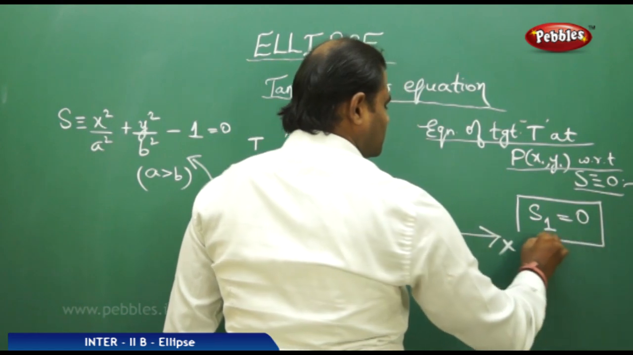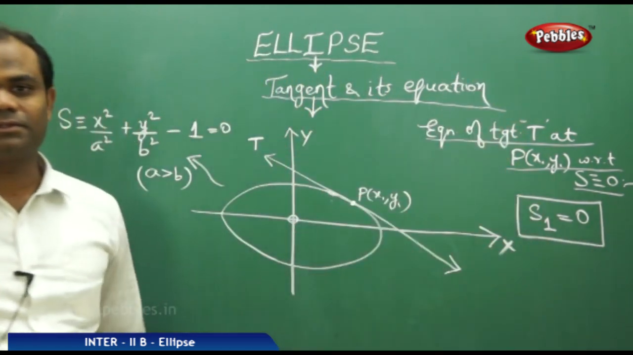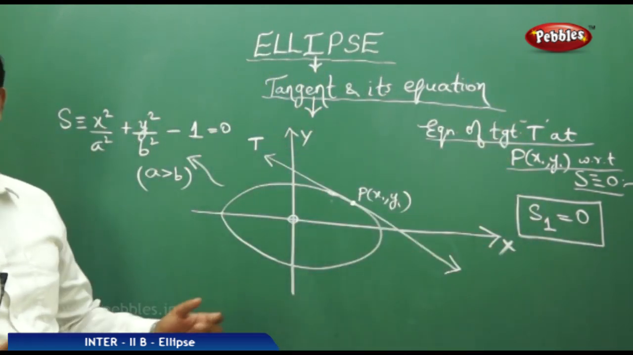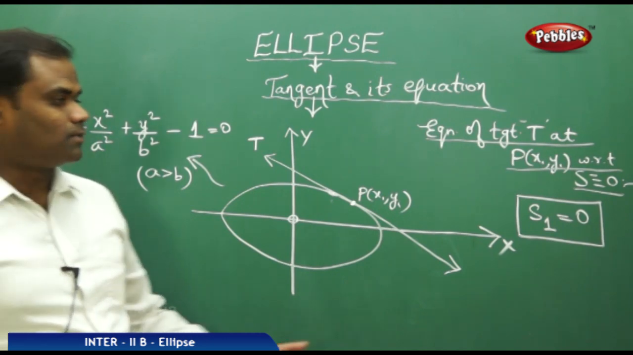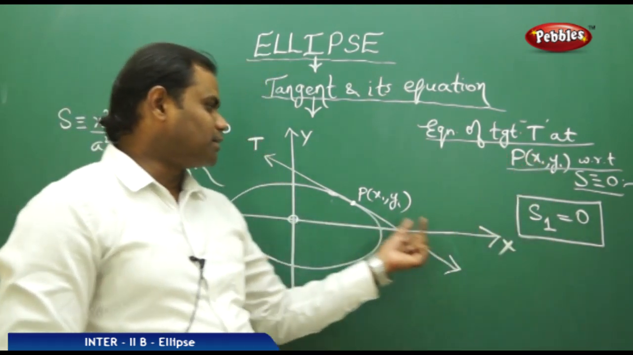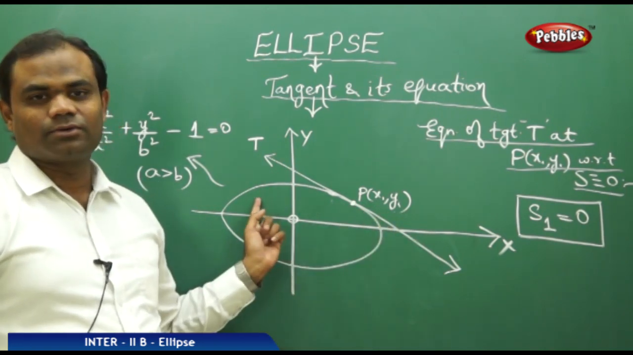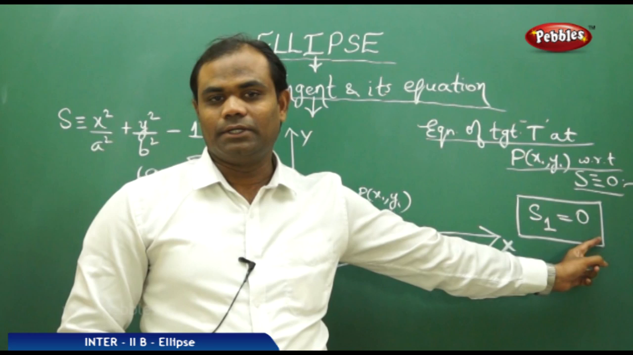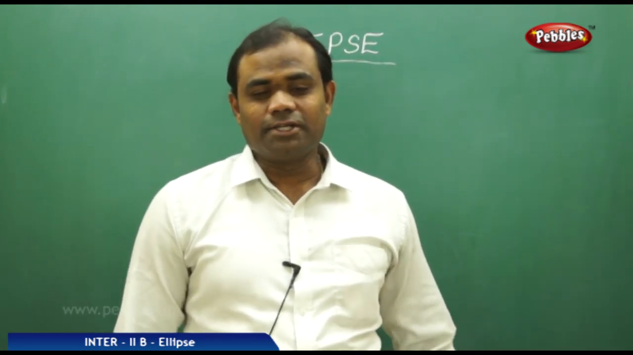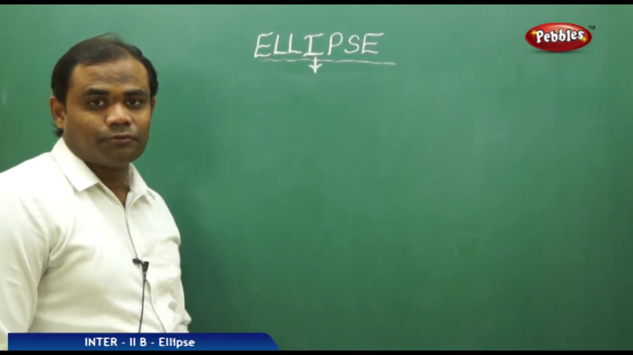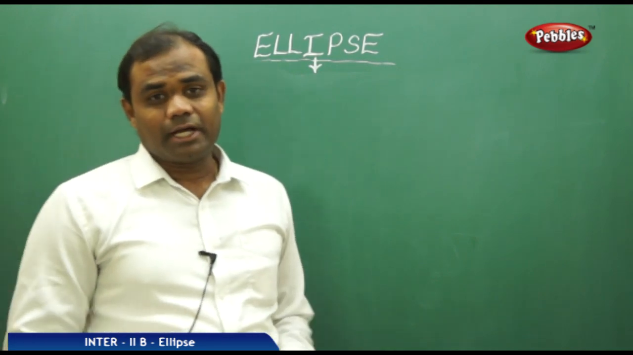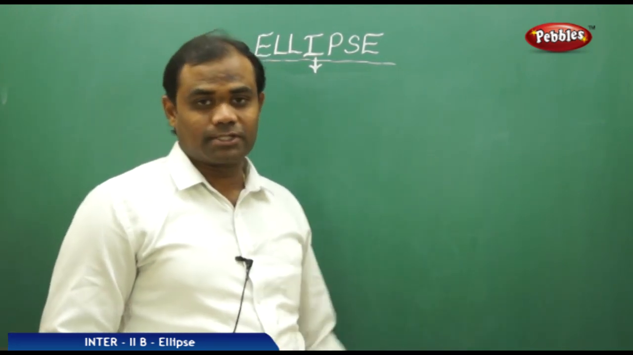So this is the way we find the equation of tangent. S1 equal to 0. We know what S1 is, and hence the equation of tangent at the point P(x1, y1) with respect to the ellipse S equal to 0 is given by S1 equal to 0. Now let's see the condition for tangency. When does a line act to be a tangent to the ellipse is what we're going to discuss here.